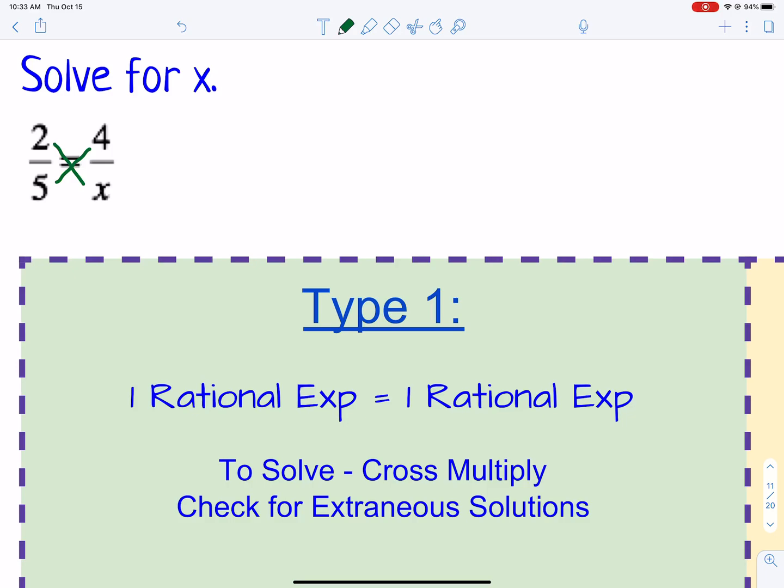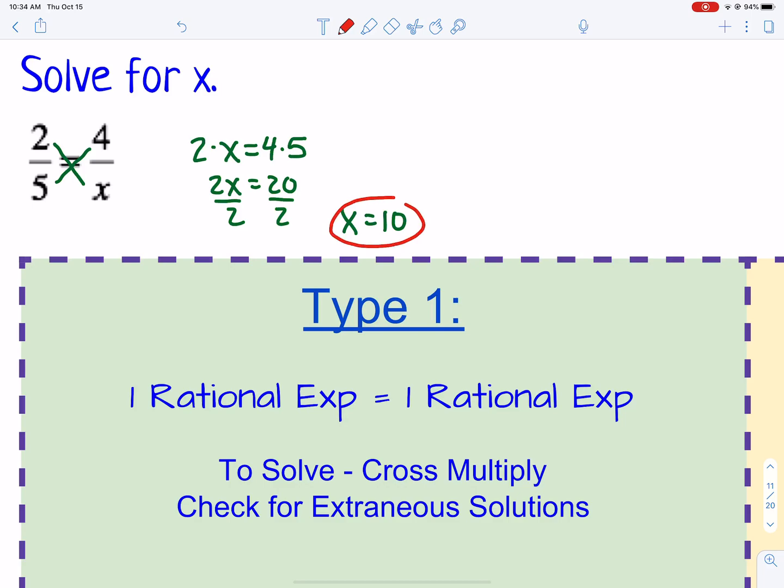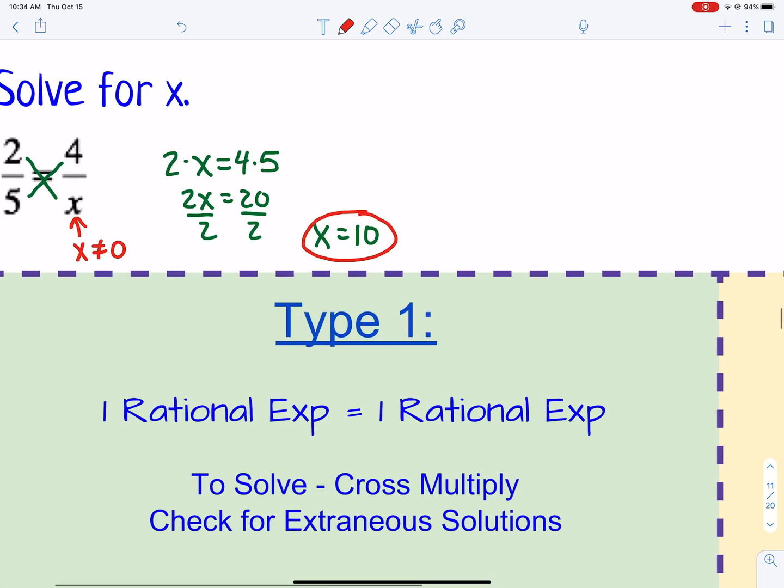So I would say 2 times x is equal to 4 times 5. So that would give me 2x equals 20, and I could divide by 2, and I get x equals 10. And so that would be my solution for this simple equation that's rational. And then I would just need to note that x cannot equal 0 because it is in the denominator right there, and our denominator can still never equal 0.